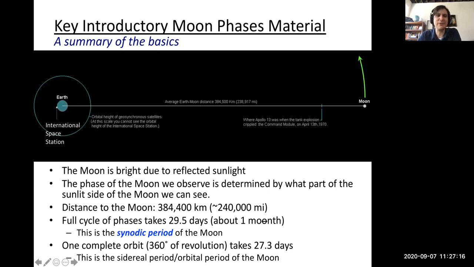So I have an arrow that would point to basically where the orbit of the International Space Station would be, which is about 400 kilometers up. And 400 kilometers is nothing compared to 384,000 kilometers.